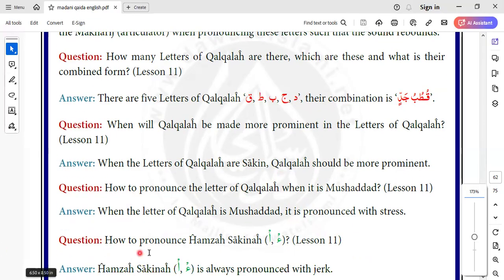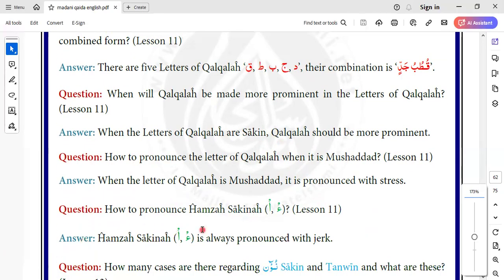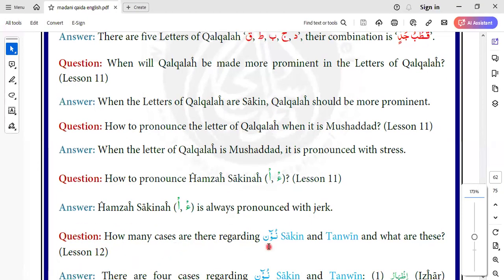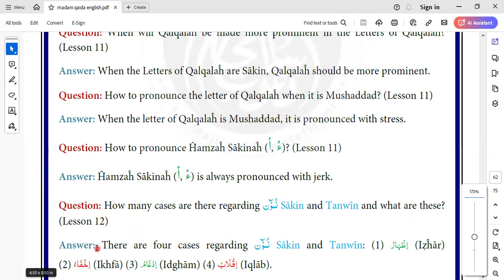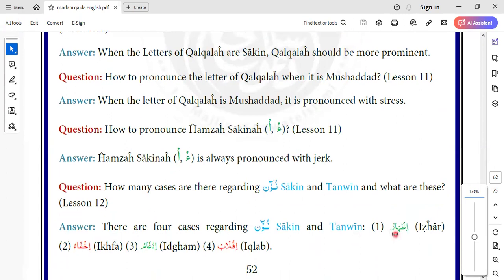Question: how to pronounce hamza sakina? Answer: hamza sakina is always pronounced with a jerk. Question: how many cases are there regarding noon sakin and tanween and what are these? Answer: there are four cases regarding noon sakin and tanween. Number one is izhar, number two ikhfa, number three idgham, number four iqlab.